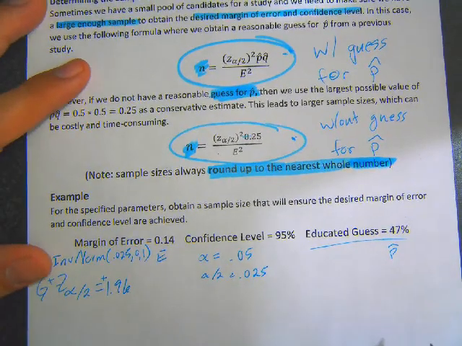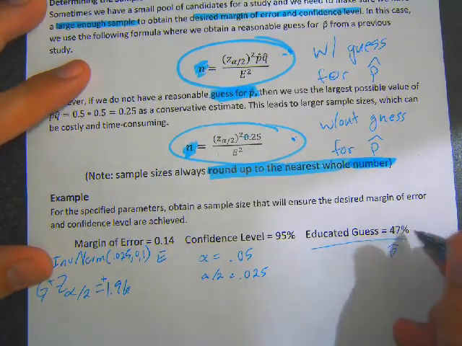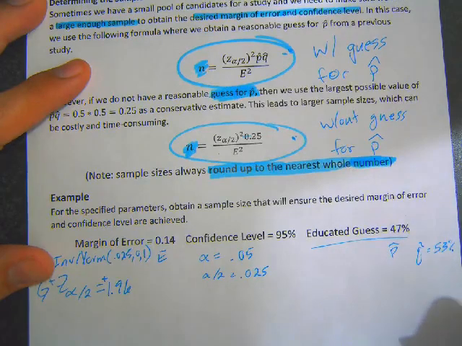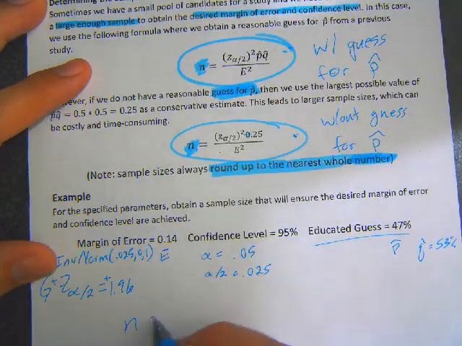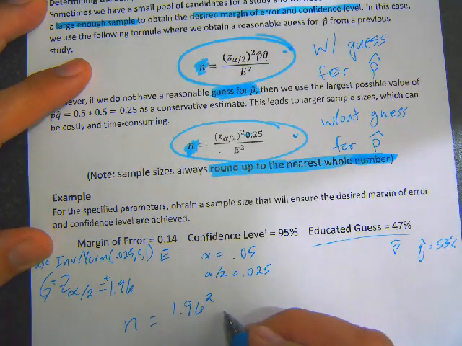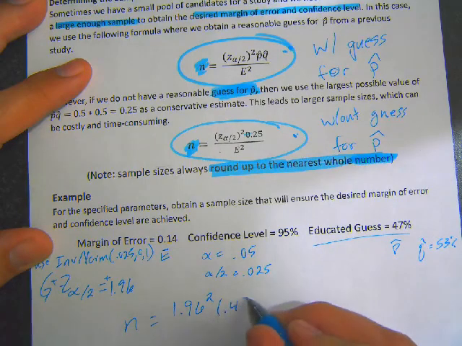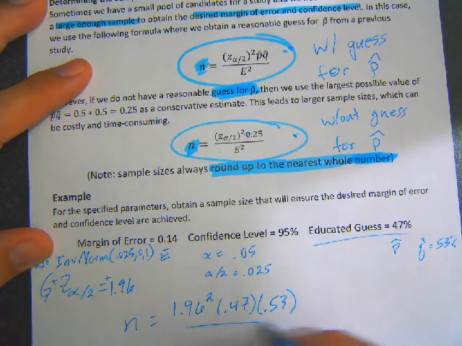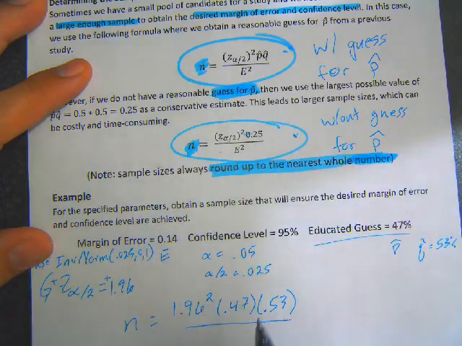Okay, and then q hat. Notice the p hat is 47%, the q hat would be the opposite, so it would be 53%, because they should always add up to 100%. So that's what I need for my formula. My formula for n is going to be z of alpha over 2, which is 1.96, squared, times p hat, which is 0.47, times q hat, which is 0.53, all of that over E, which is our margin of error, 0.14 squared. That gives us our sample size.